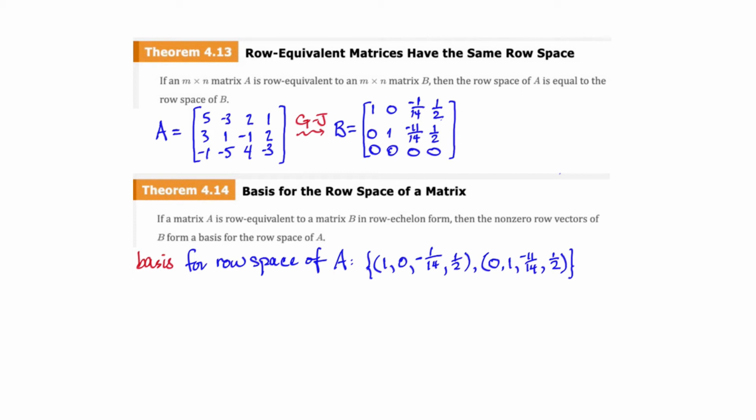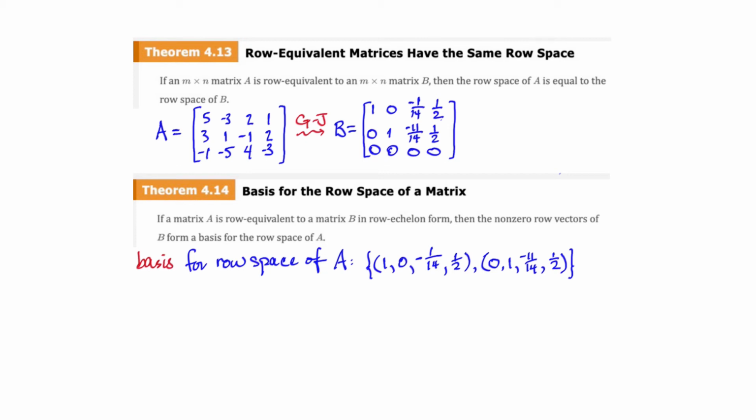Well, we did elementary row operations. We did not do elementary column operations. So the column space of B is totally different from the column space of A. So we can't take the linearly independent columns of B and say that that is a basis for the column space of A. However, when you do elementary row operations on a matrix, the columns of the new matrix have the same linear relationships that the columns of the original matrix do.